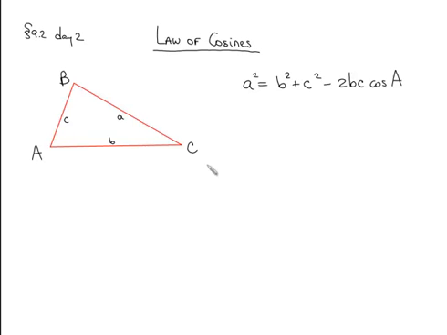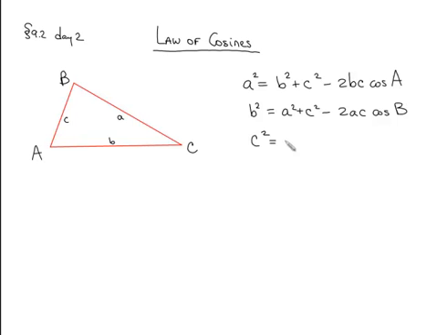And this is the pattern for the other 2 versions. So we also have a version with b squared by itself. We also have a version with c squared by itself. The b squared version will be the other 2 sides squared and added together, so a squared plus c squared, minus 2 times those 2 sides, times the cosine of the angle opposite the side that was by itself.